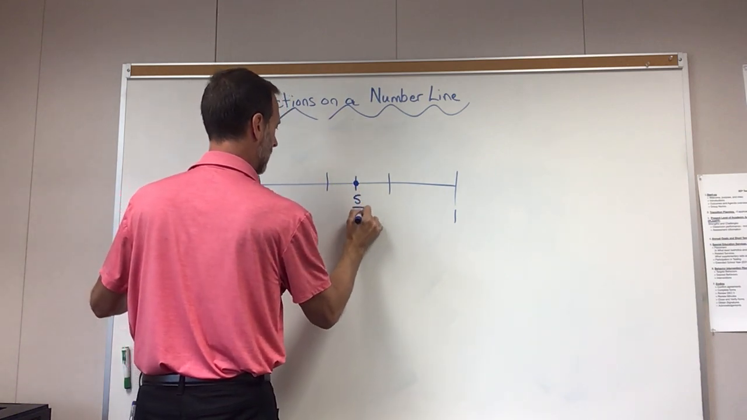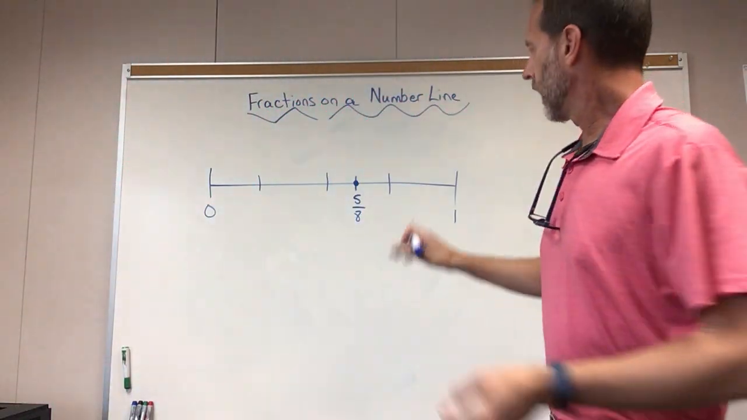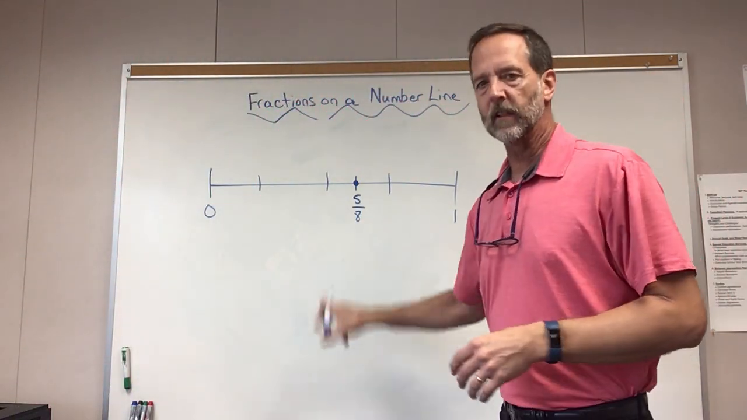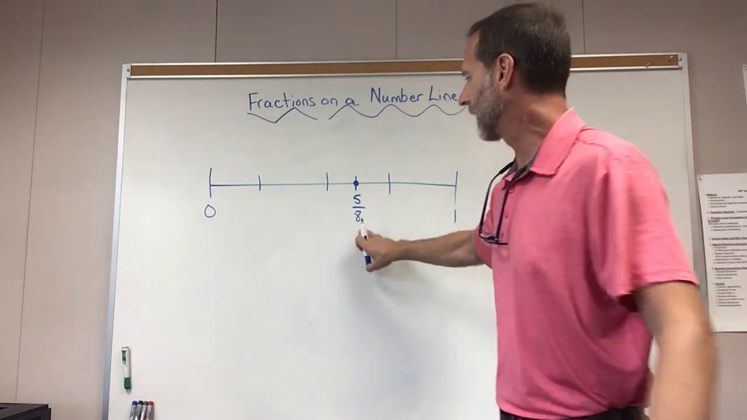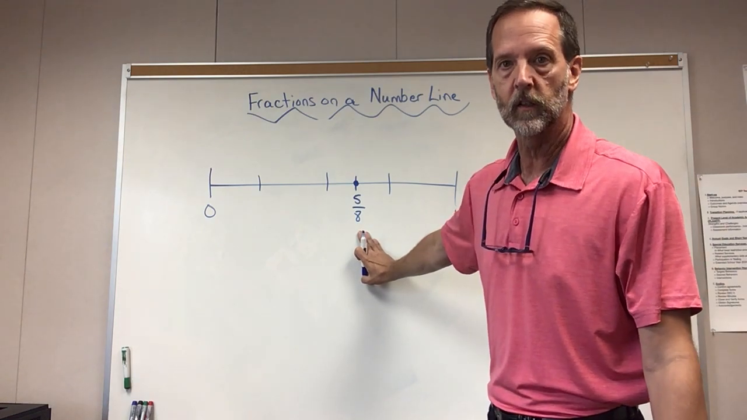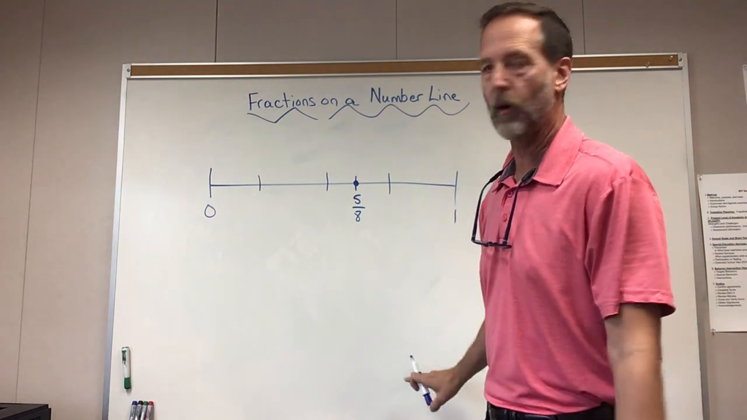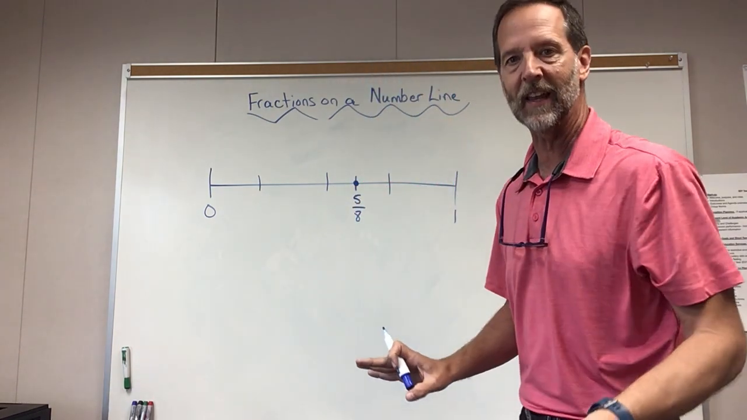And this is going to say 5/8. Okay? So you got a point on there and it says 5/8. Well, the denominator is telling you how many parts you need to have. You need to have 8 parts. All right? Well, right now it's not in 8 parts. I've got 1, 2, 3, 4, 5 parts. I've got to make it 8.